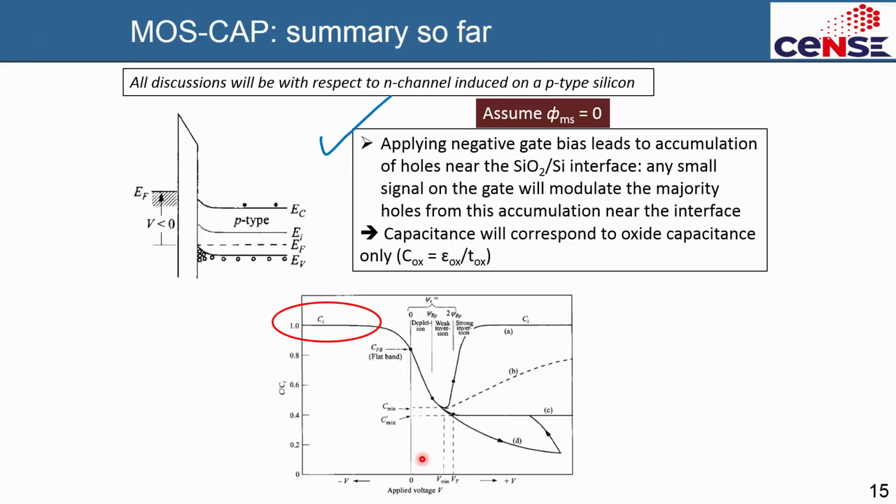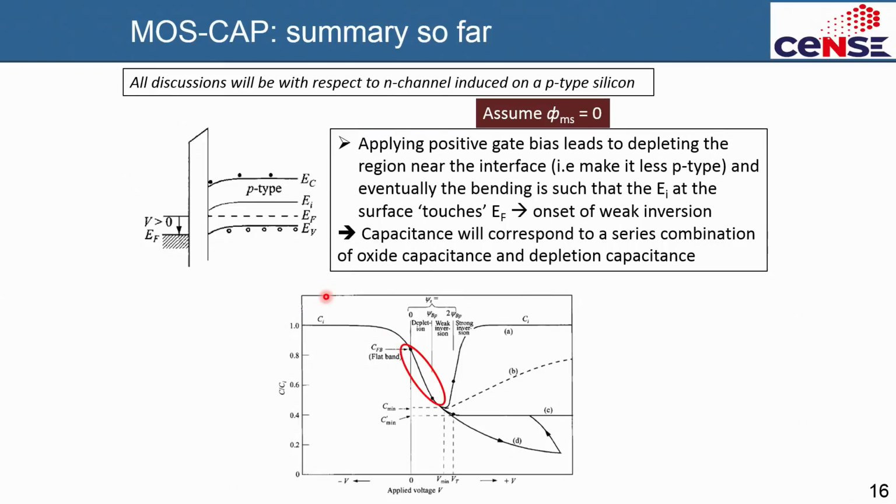And so, this is the capacitance voltage curve. At negative gate voltage, you will only get oxide capacitance. So, the ratio of the total capacitance to the oxide capacitance will stay as 1. Okay. When you apply a small positive bias, you will push away the holes away from here. So, you will create a small depletion. Your bands are also starting to bend because of that.